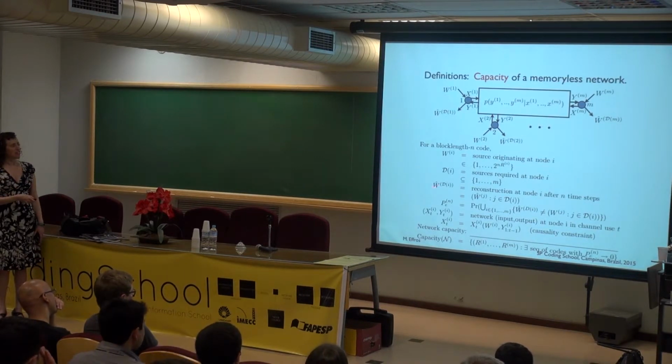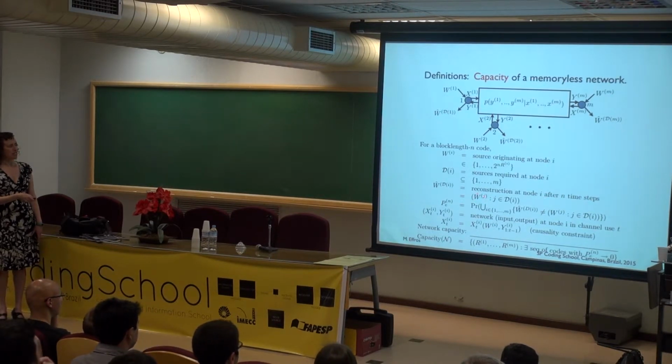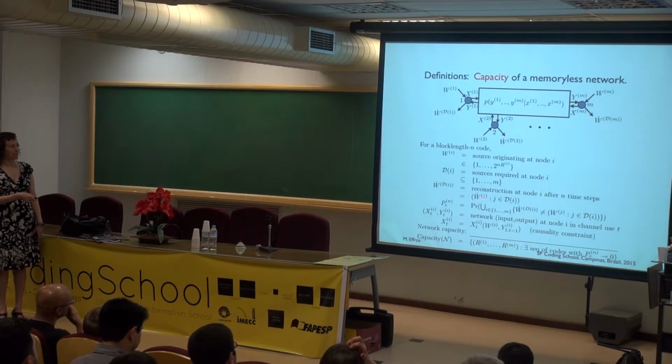The reconstruction that node I makes of his demand set will be denoted by W hat of Di. So this is the reconstruction at node I, which will happen only after n time steps. We're using this asymptotic notion of communication established by Shannon. And what is in this? Well, it's just a reconstruction W hat of j for every j in his demand set. So node I wants lots of possible messages going through here. He's going to have to reconstruct all of them at the end.